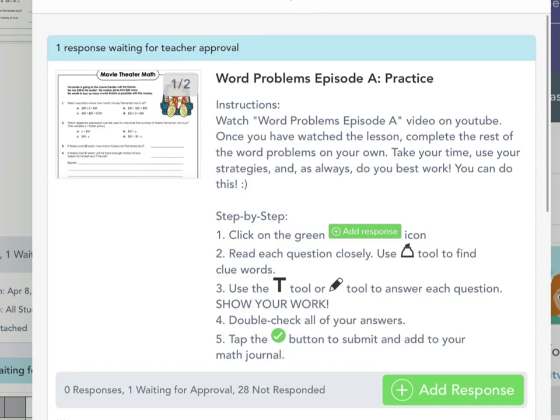Hey friends, right now we are going to be taking a look at the Word Problems Episode A practice assignment on our Math Seesaw. Once you click on the assignment, this should be what you see. So let's start by reading the instructions.